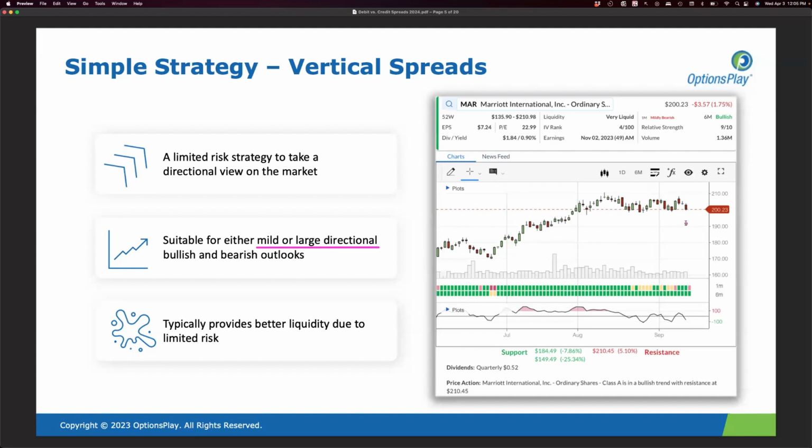What do I mean by that? In some cases you have a stock and you believe that stock is going to make a very big move in a short amount of time. And then there are other times where you say, this is generally trending higher. I think it's going to slowly grind its way higher. I don't think it's necessarily going to make any big moves, but I'm pretty confident it's going to continue to drift higher. In either one of those two scenarios, you can use a vertical spread.